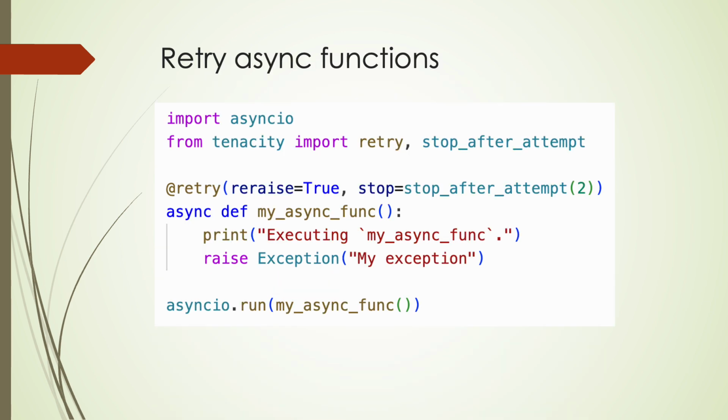In the previous examples, the functions are regular synchronous functions. We can use the Tenacity library to retry async functions as well. The settings are exactly the same, just that the async functions themselves are called in a different way.